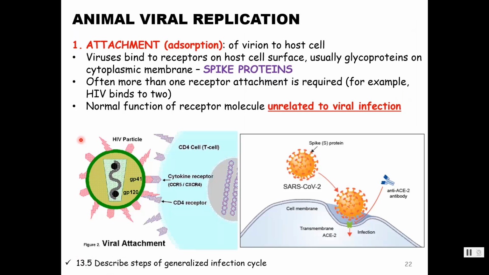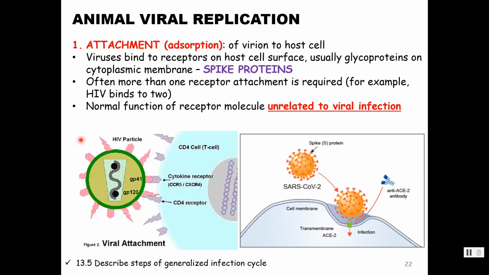Let's look at some details of viral replication. This is going to be viral replication in an animal cell. The first step is attachment. Some books call that step adsorption. I wanted to keep the steps the same for both animal viruses and phages. The virus is always going to have a surface protein that binds to a receptor on its host cell. Usually it's going to be a glycoprotein on the cytoplasmic membrane, and usually it's going to be the spike protein.